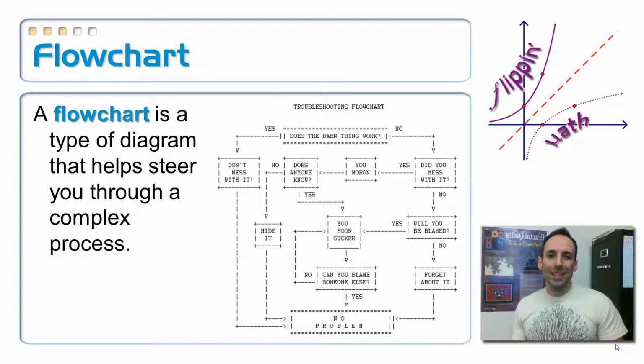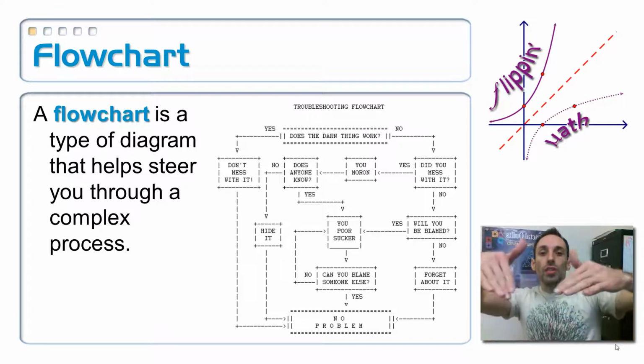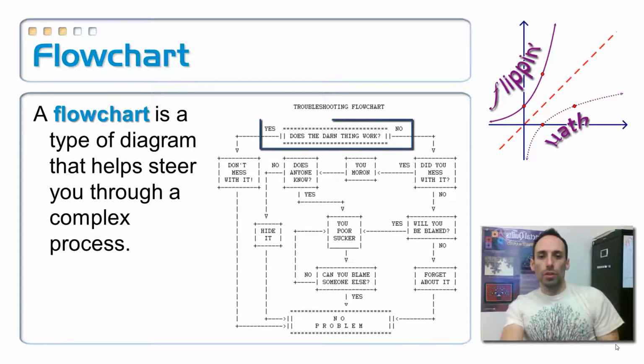So here is a fun example of a flowchart, and it's a troubleshooting flowchart. This is actually the cleanest version of this flowchart that I could find on the internet. There's a couple of variations with spicier words thrown in there. Anyway, on this flowchart, I start at the top and work my way down to the bottom. Right at the top, there is a question you're supposed to answer: does the darn thing work? So we're assuming something's broken, and it's asking, does the darn thing work?